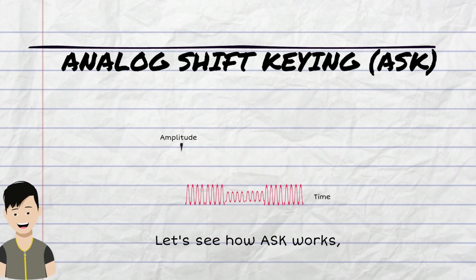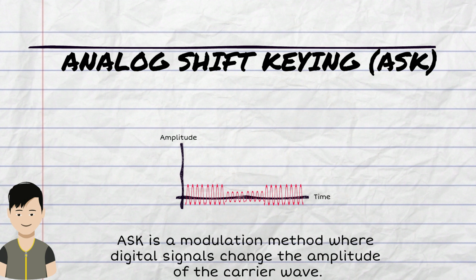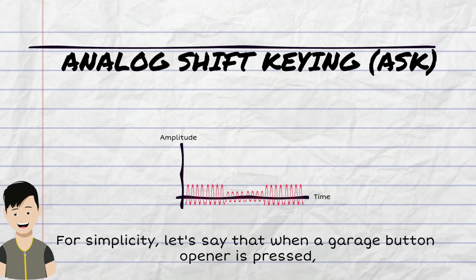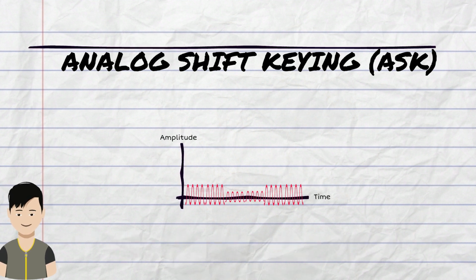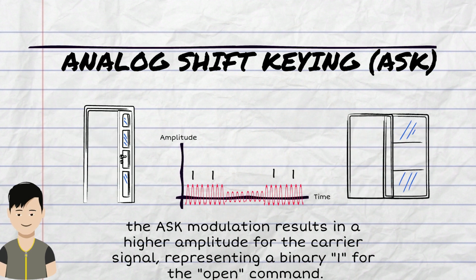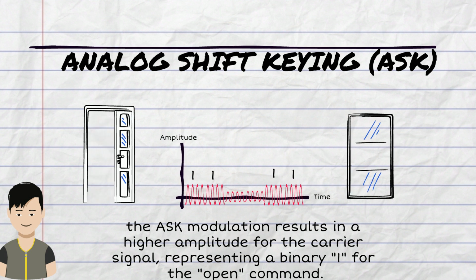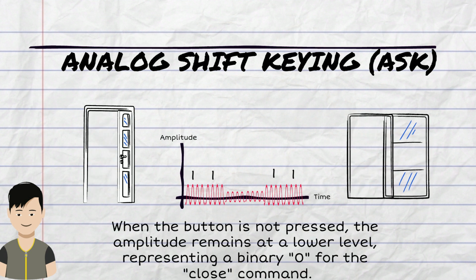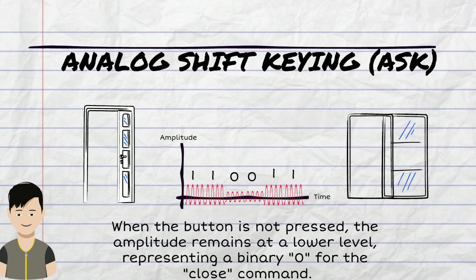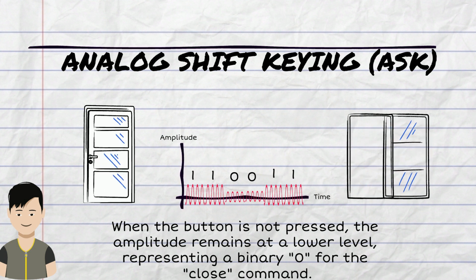Let's see how ASK works. ASK is a modulation method where digital signals change the amplitude of the carrier wave. For simplicity, let's say that when a garage door opener button is pressed, the ASK modulation results in a higher amplitude for the carrier signal, representing a binary 1 for the open command. When the button is not pressed, the amplitude remains at a lower level, representing a binary 0 for the close command.